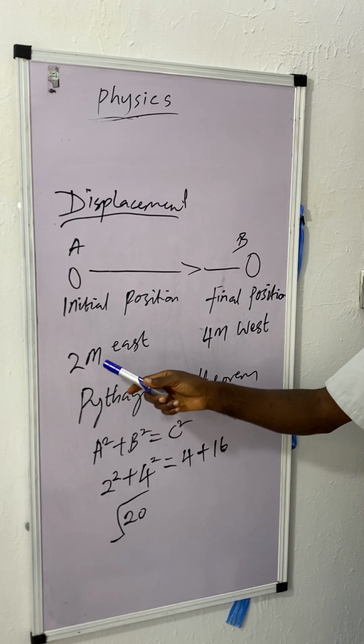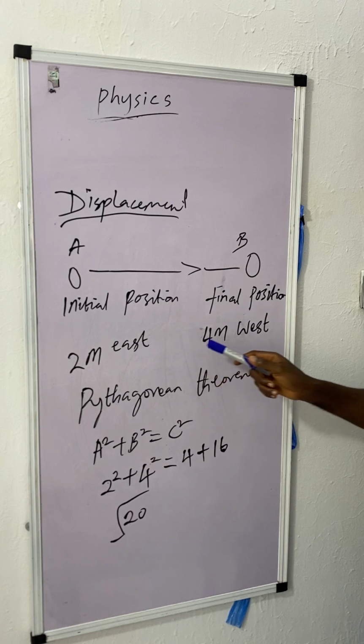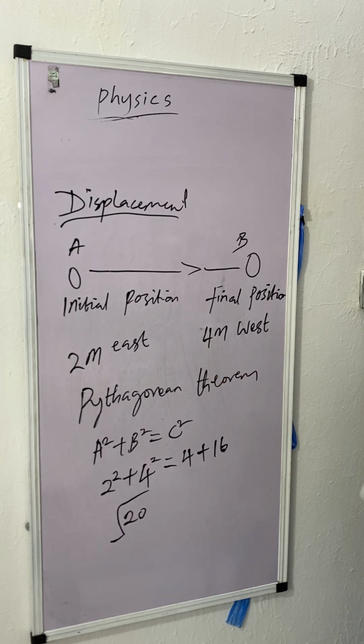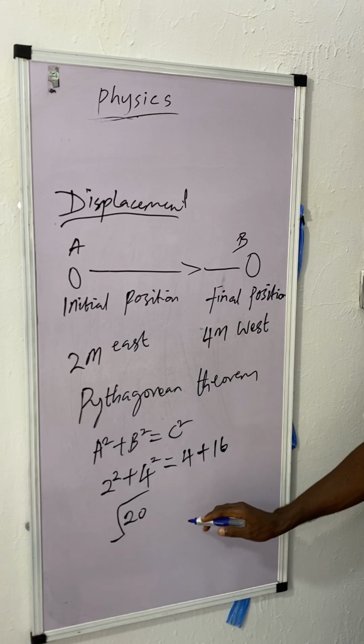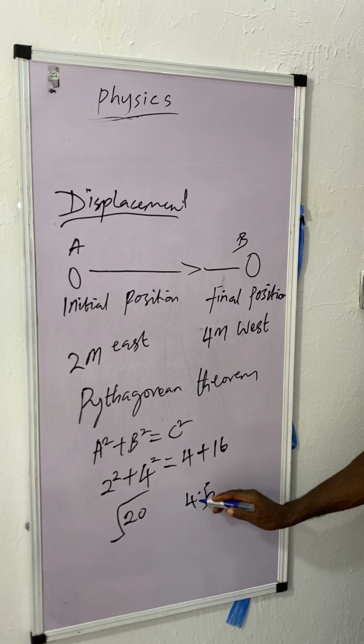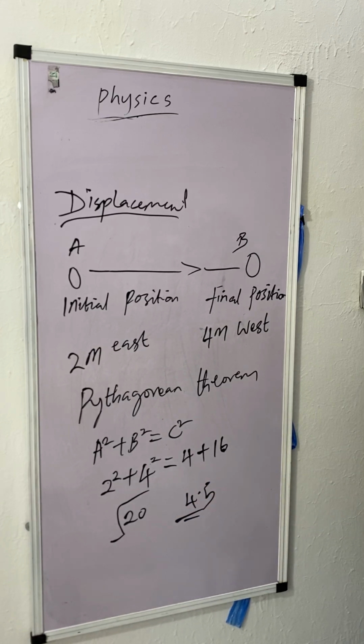But in the question here, displacement from 2 meters to this. Okay, let me quickly do that to see the answer we are going to get. All right. And we got square root of 20. I want to be very sure. Okay, 4.47. That's 4.5, approximately 4.5. All right, so that's the displacement.